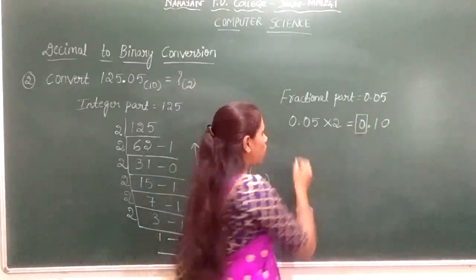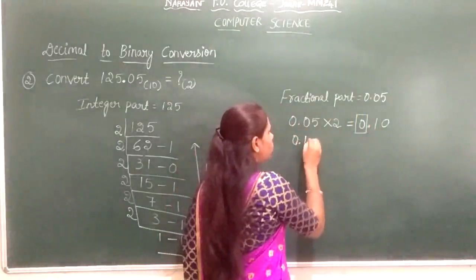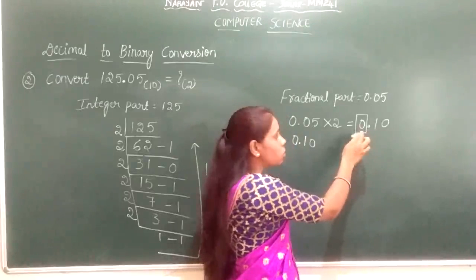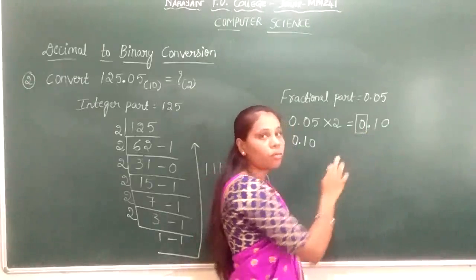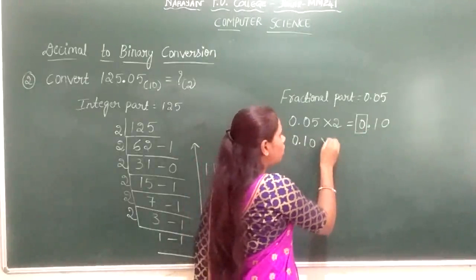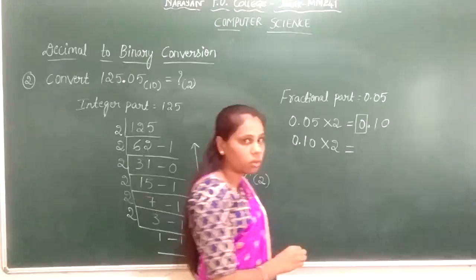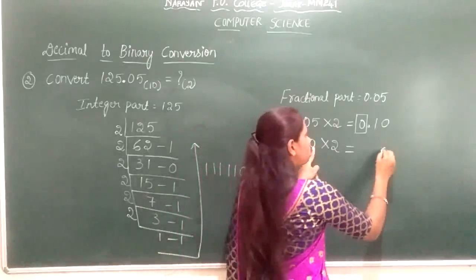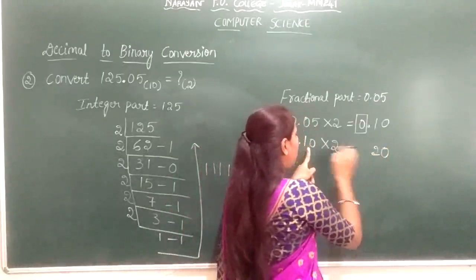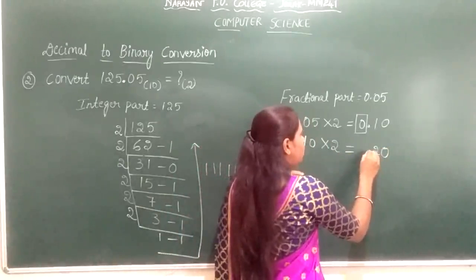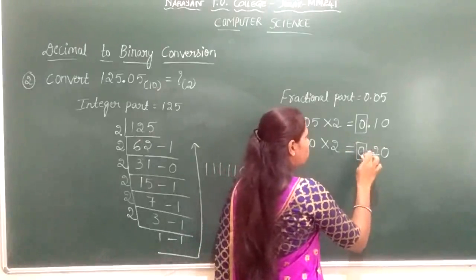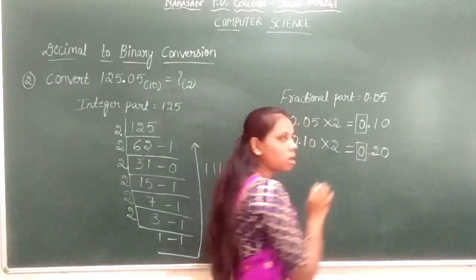Next, take this value 0.10. You should take only the fractional part. Whatever the integer part may be, here it may be 1 or 0, you should not consider this. You should take only the fractional part. Next, that will be 0.10. Multiply this by 2. 2 into 0 is 0. 2 ones are 2. Next, you don't have any carry, so I will be writing 0. So now note down this integer part.